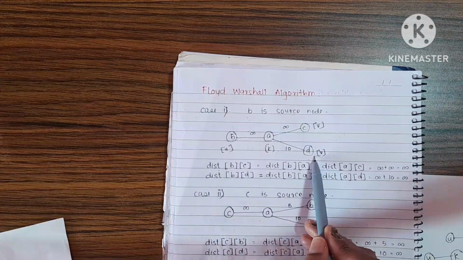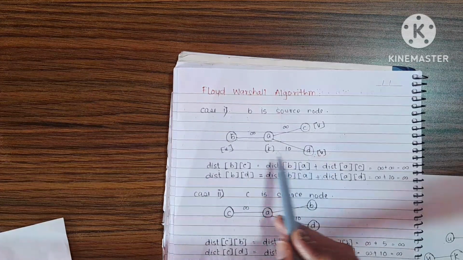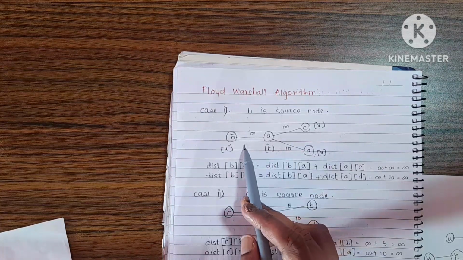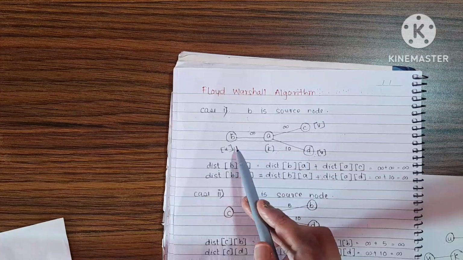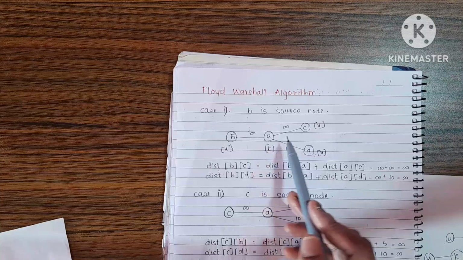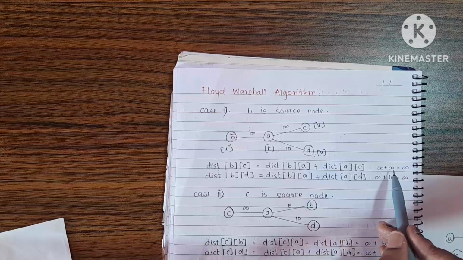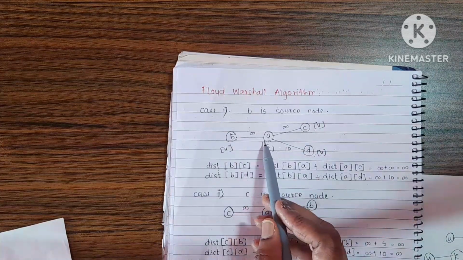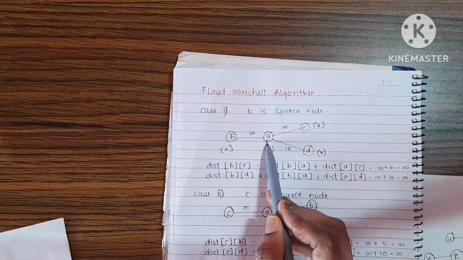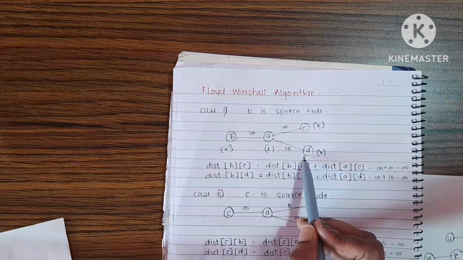Distance BD is equal to distance BA plus AD. But as distance BA is unknown, infinity represents the unknown distance. As this distance BA is unknown, we are not able to calculate the distance BC, so it becomes infinity itself. Even though we know this distance AD, which is 10, as BA is unknown, we cannot calculate the distance BD. It is also unknown to us.